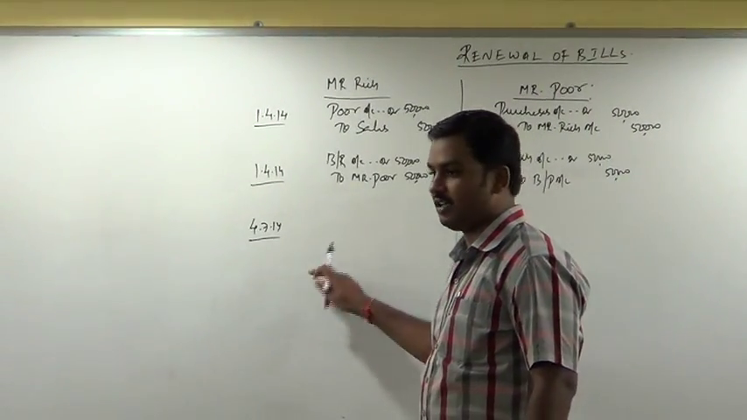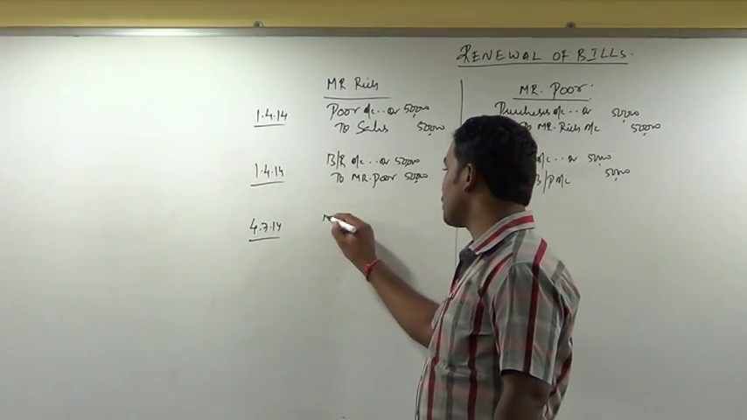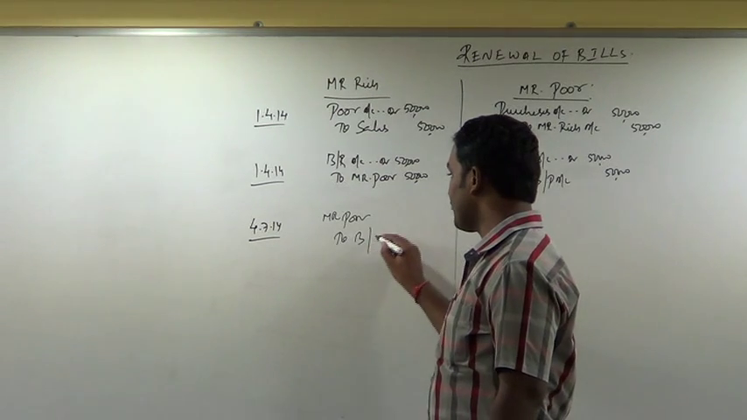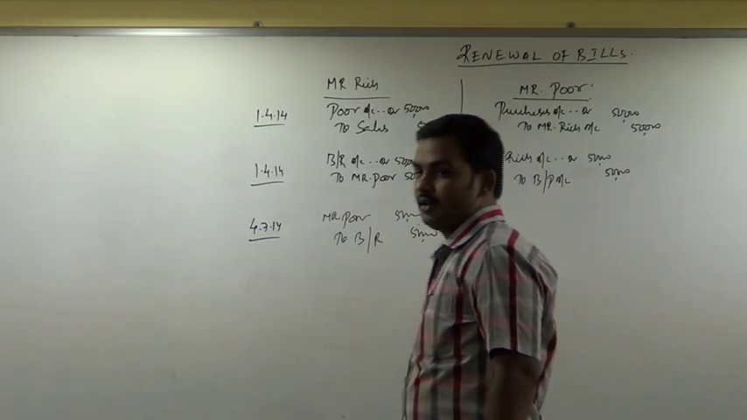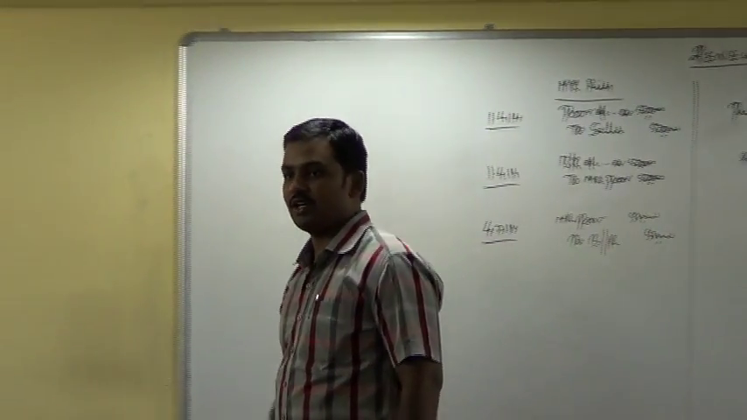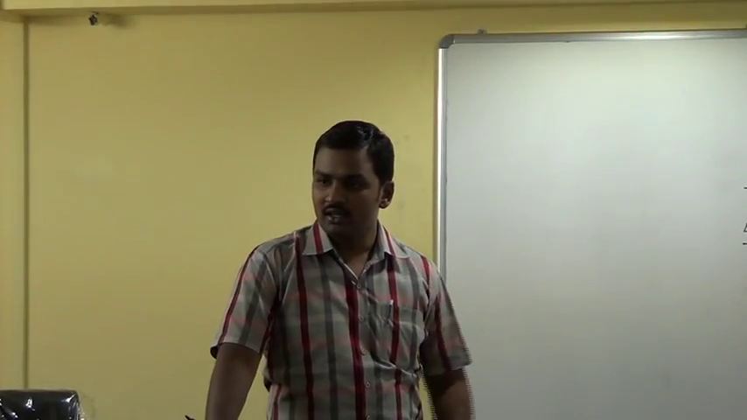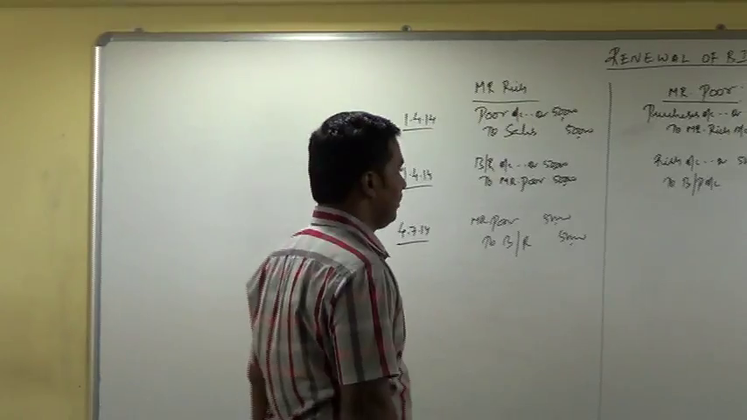We have to reverse this entry. What is the entry you pass? Mr. Poor account debtor to bills receivable. When the bill is dishonored, it becomes a valueless paper. Whatever entry is recorded is cancelled by reversing it. Mr. Poor account debtor to bills receivable.